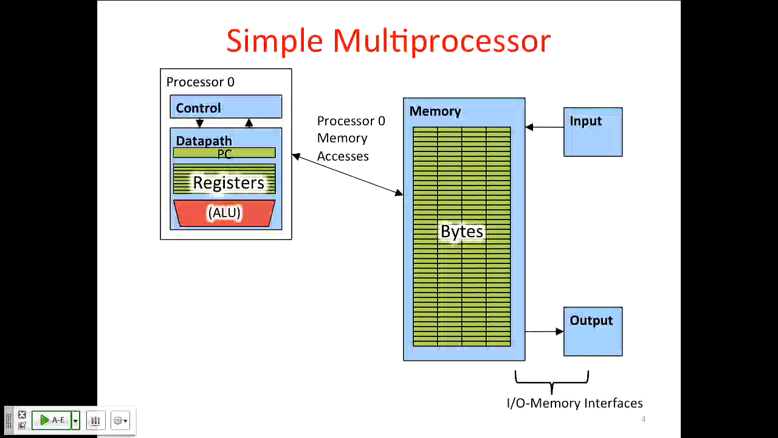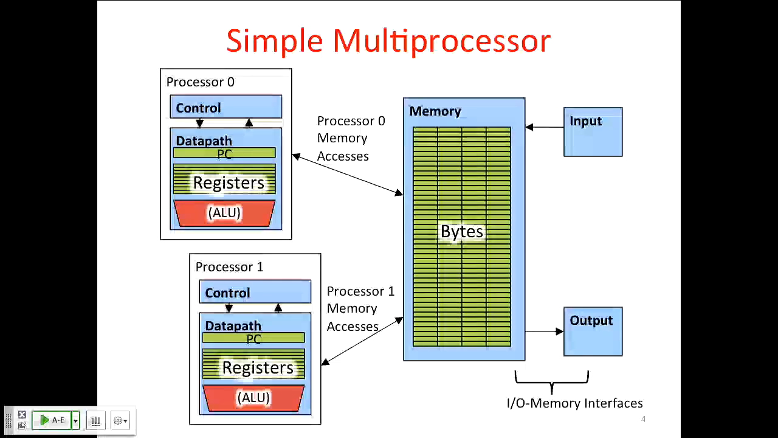A multiprocessor is just saying, instead of having one processor operating out of that memory, I'm going to have more than one. So there's a second hardware processor that's fetching instructions, doing compute, and reading and writing from that same memory space. This is the simple mental model you should start with: multiple processors, each independently running code, but all sharing the same memory space.